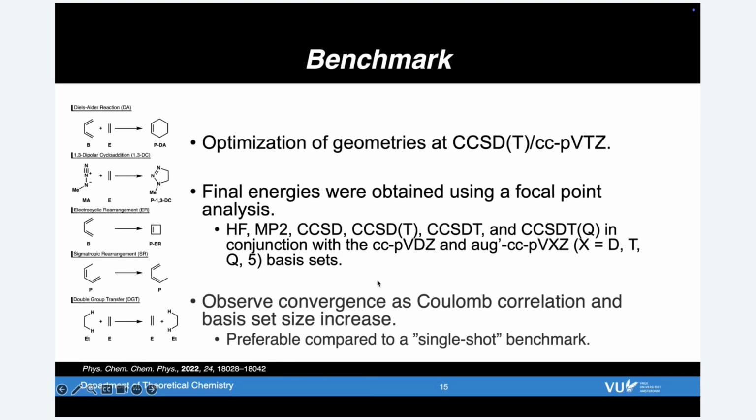Okay, so I would argue that this approach to a benchmark is preferable compared to a single shot benchmark where one just employs CCSD(T) with a small basis set. Using that approach, you don't know how good your energies are converged, but ours are converged within a few kcal. So we're really confident that we have the most accurate benchmark for pericyclic reactions.